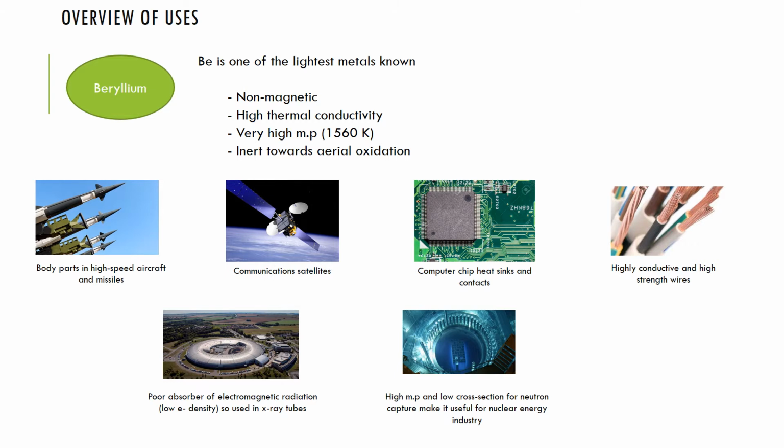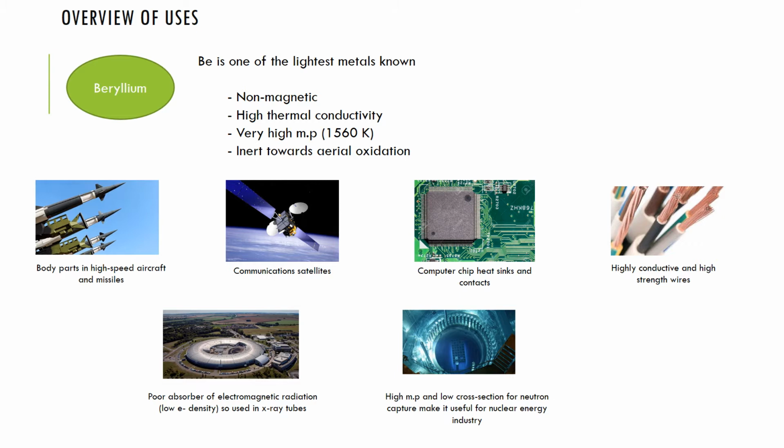Now, beryllium, being right at the top of group 2, is one of the lightest metals that's known, and this was exactly the same as lithium in group 1. Beryllium is non-magnetic. It has a high thermal conductivity. It has a super high melting point, and it's inert towards aerial oxidation because a very thin protective layer of beryllium oxide tends to form on the surface, and that protects the bulk material from oxidation.